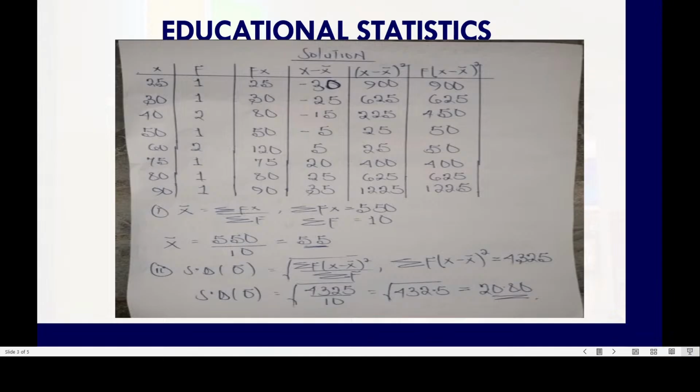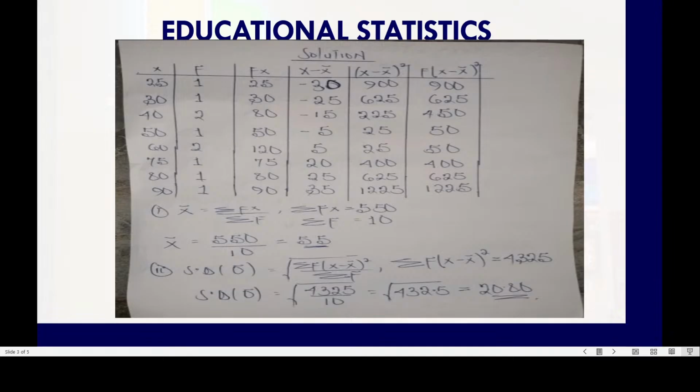So if you square minus 30, it will give you 900. Minus 25 will give you 625. Minus 15 will give you 225. Minus 5 will give you 25. 5 squared is 25. You square all the numbers like that to the end. 35 squared is 1225.